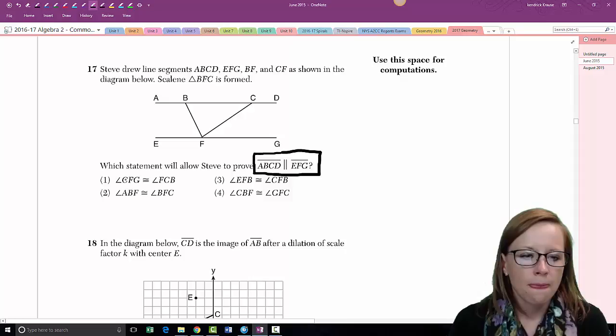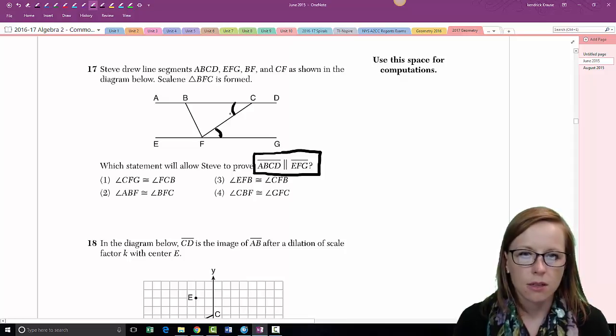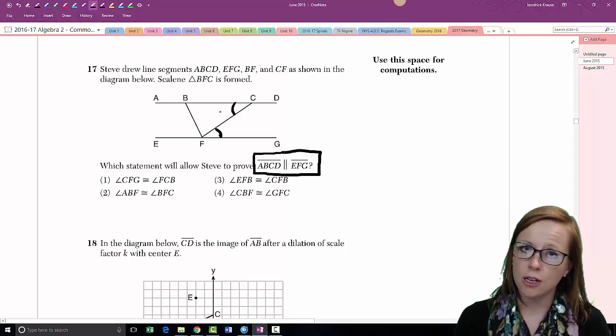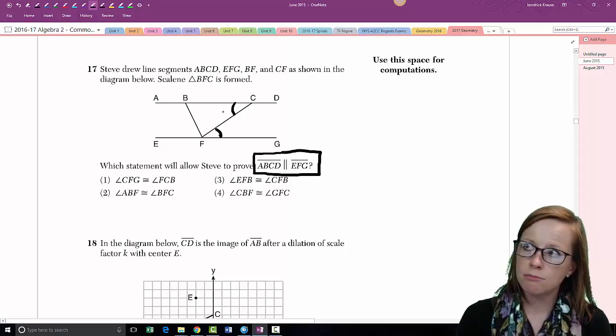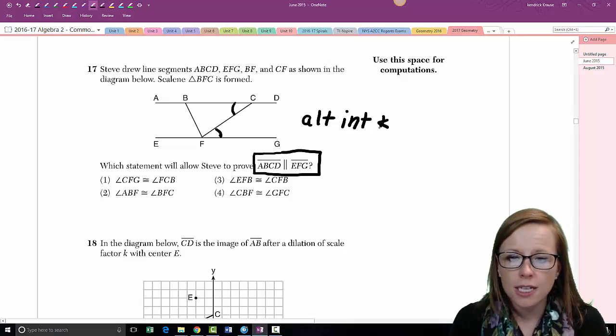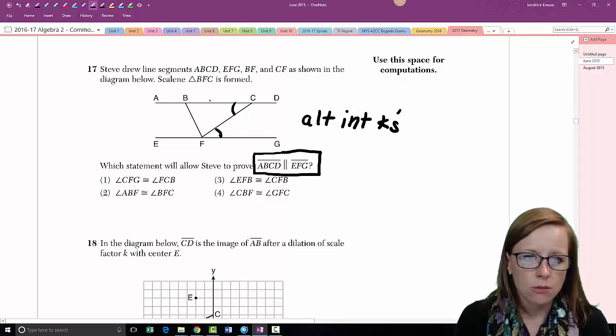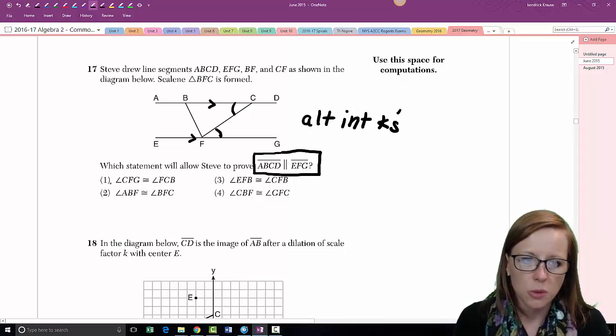Okay, so CFG, this angle out here, is it congruent to FCB, that angle here? Are those alternate interior, alternate exterior, or corresponding? Yeah, those are alternate interior angles. And if alternate interior angles are congruent, then the two lines are parallel. So it's actually choice 1.